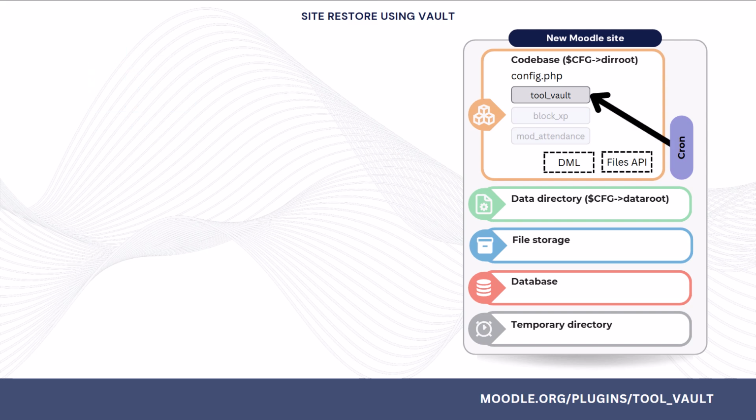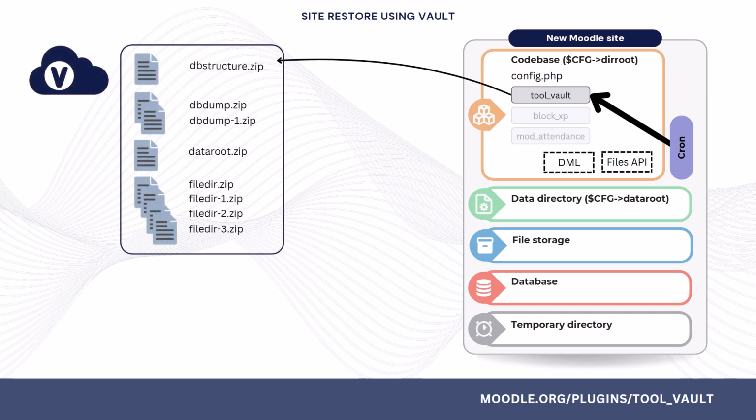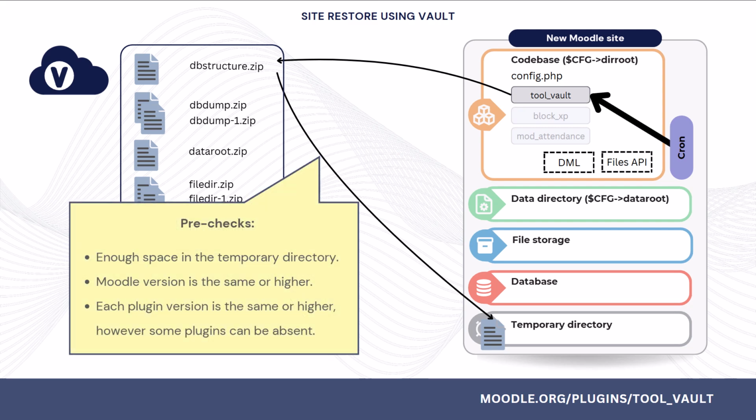At the next cron run, cron will execute a script from Tool Vault to start the restore process. First, Vault downloads the database structure file and extracts it into the temporary directory. It then runs several pre-checks to make sure the backup can be safely restored.